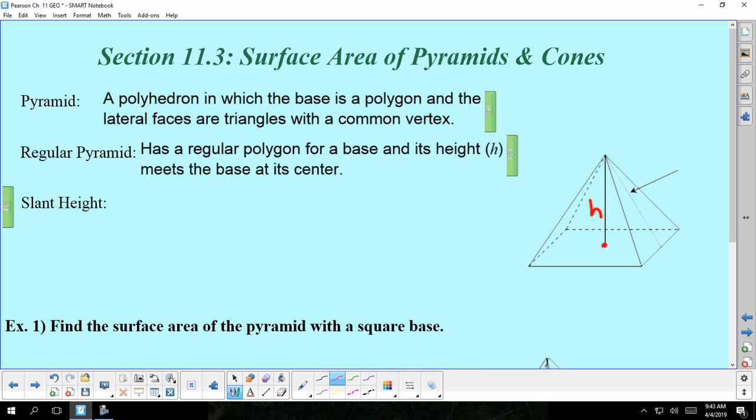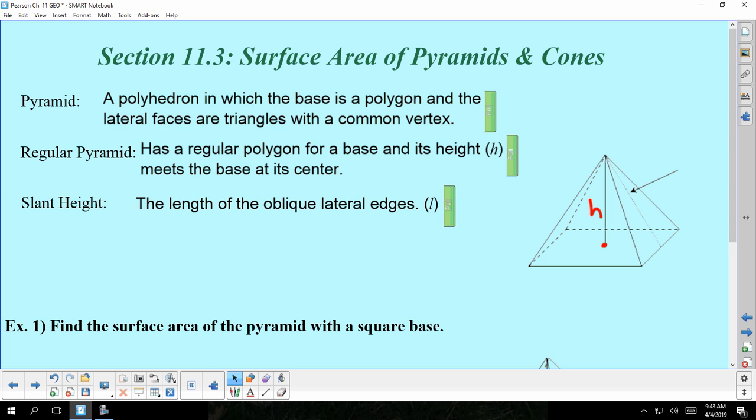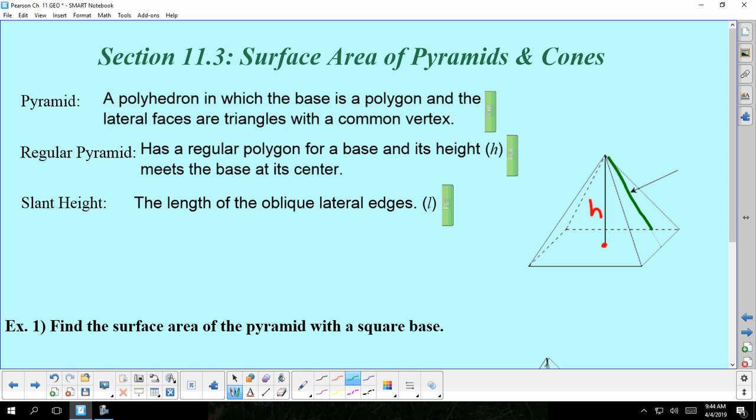And the last of the vocabulary, the slant height, the length of the oblique lateral edge. So I like to think of slant height as, if I took a marble at the very peak of my pyramid, that vertex, and rolled it down the side and hit the midpoint of one of the sides, that's the slant height. We call that L. This right here coming down, that's L, our slant height.